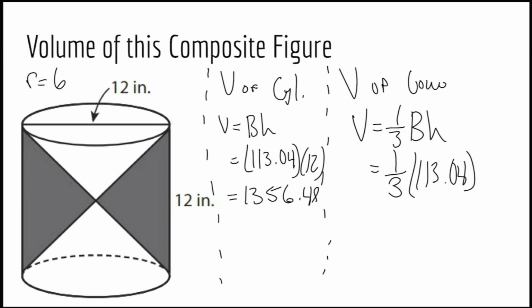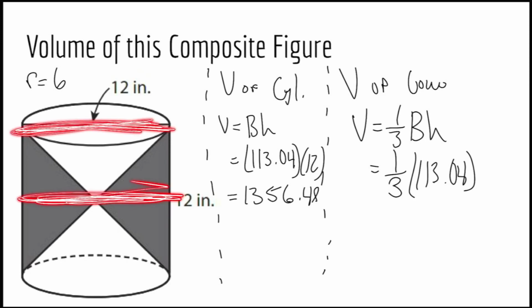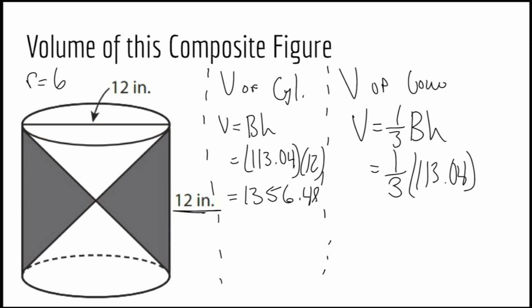Now, my height. You might want to say that my height is going to be 12 inches. But remember, we're finding the height of this cone separately. So instead of the height being 12 inches, it's going to be half of the cylinder's height. That's 12 divided by 2, which is equal to 6. So now you guys can plug that into your calculator. It's going to be 113.04 times 6 divided by 3, which is 226.08. That's what I got at least.